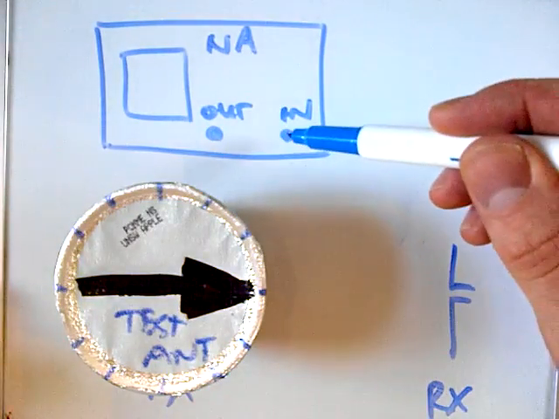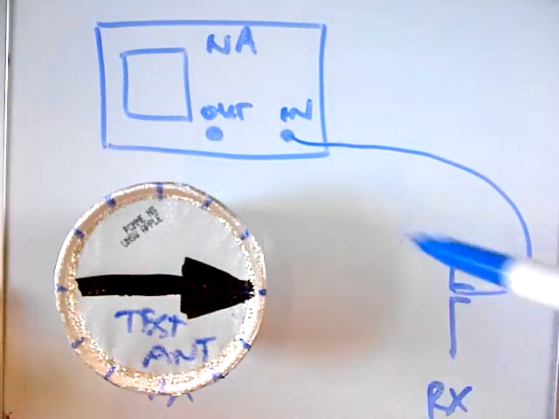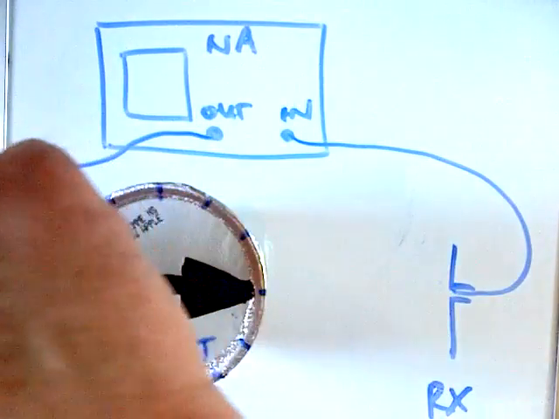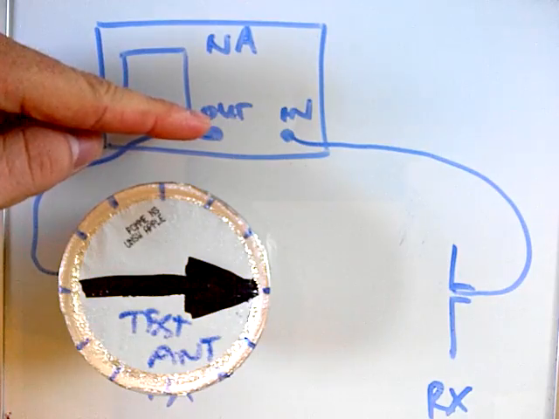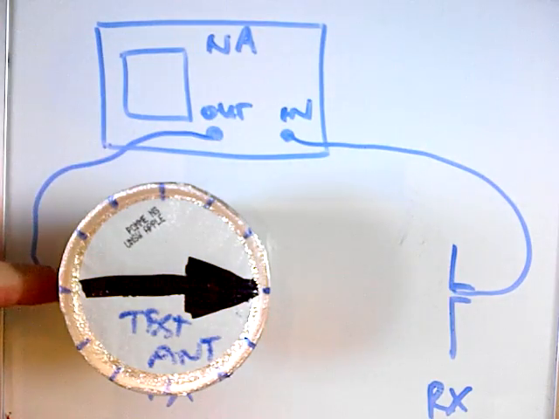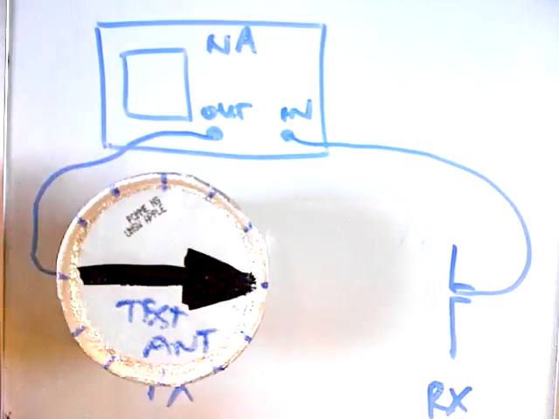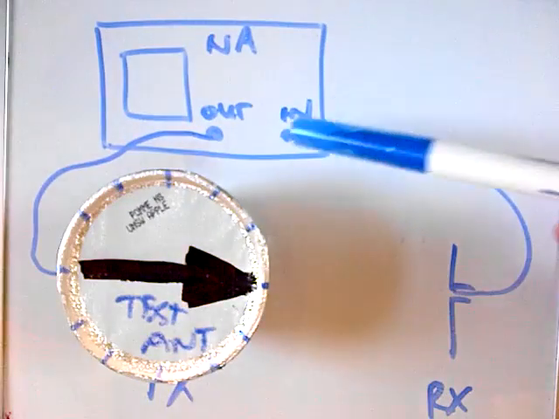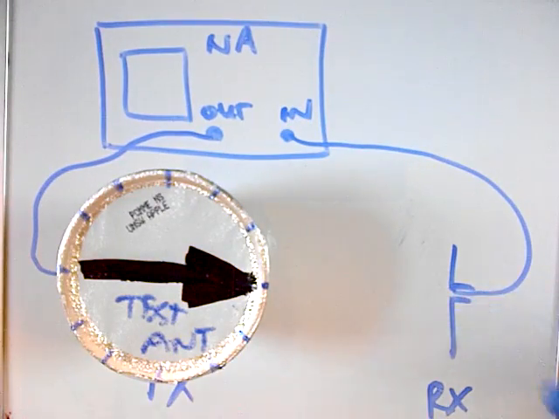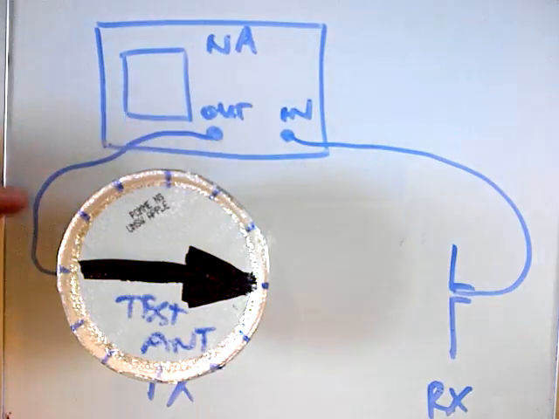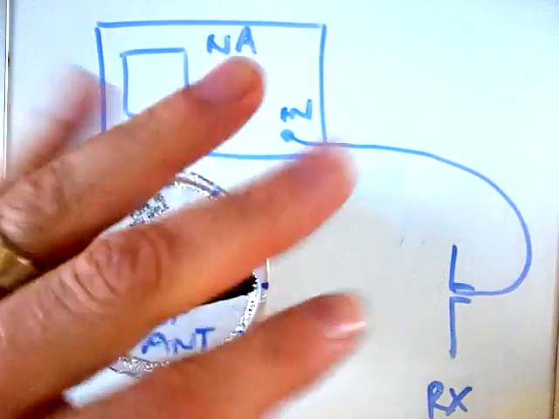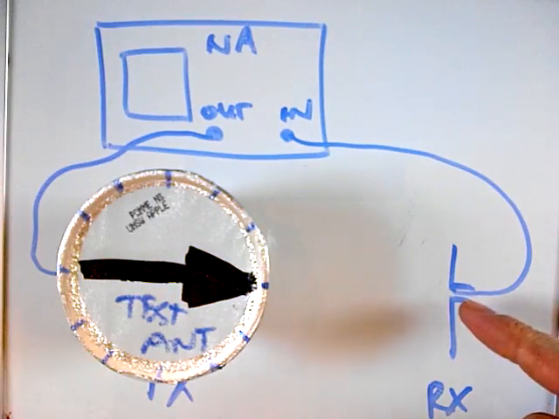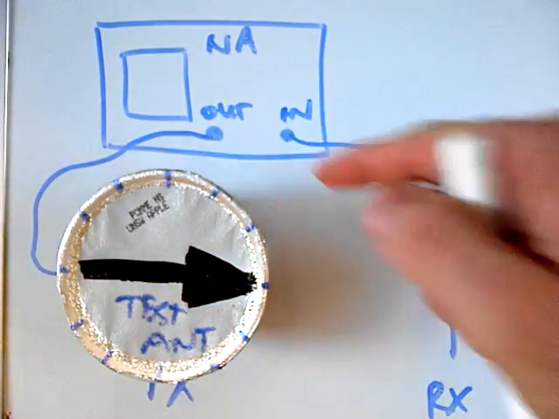So then we'll connect cables like this, like that. So now from the output port, the cable is connecting to the transmit antenna, and the input port is connected to the receive antenna. So signal comes out of the output port, goes into this antenna, and then the antenna will launch it into space. It travels through space to the receive antenna, and that signal goes into here.